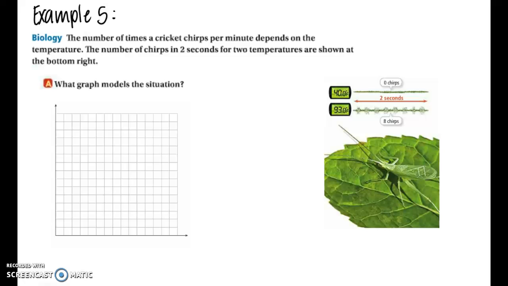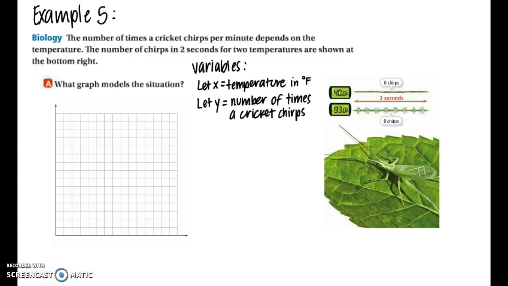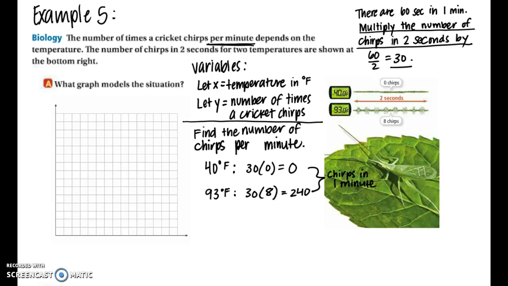And in order to graph, we need to identify what our variables are. Our variables are x equals temperature in degrees Fahrenheit and y equals number of times a cricket chirps. I determined which one was which because the number of times a cricket chirps depends on the temperature, and remember, y depends on x.